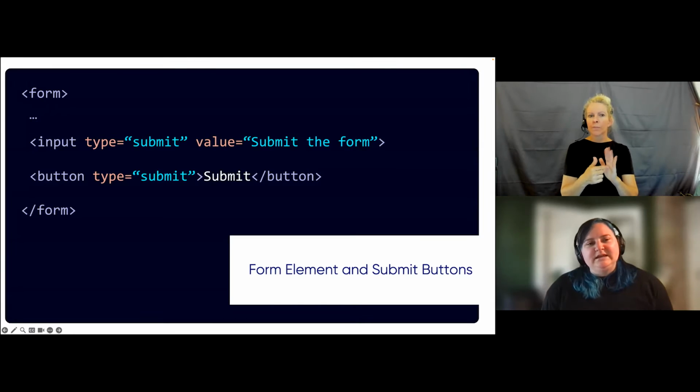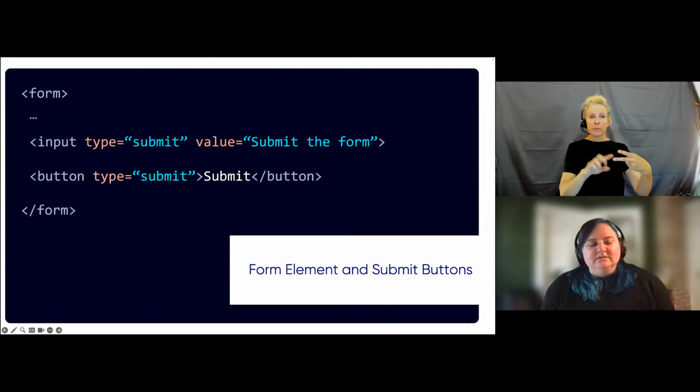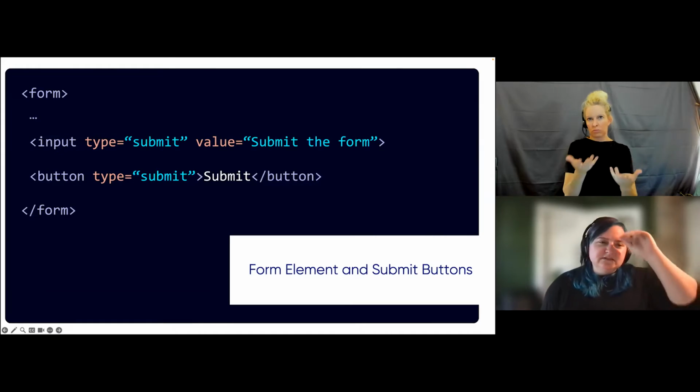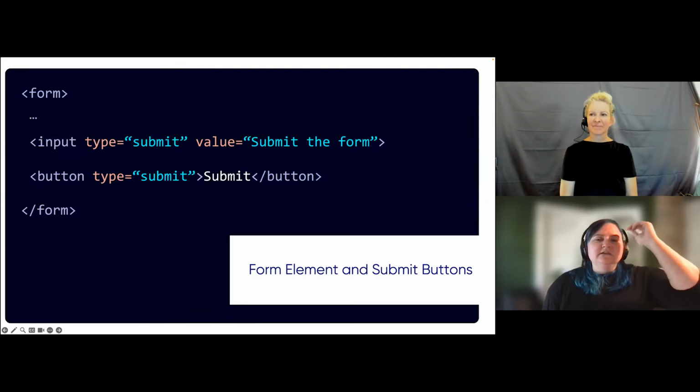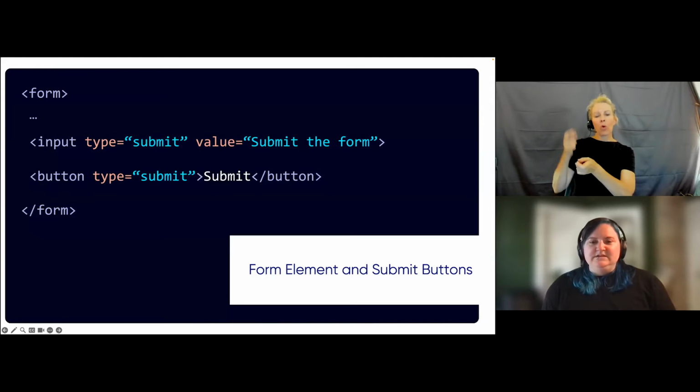We have an input type submit with a value that would say submit the form in that button element, or that input type submit that would show up in the browser. And we also have a button type submit with the HTML text of submit inside of that. Both work. You only need one. I just wanted to show there's two separate ways to implement this correctly. But again, giving users control over when their data is submitted through your site is extraordinarily important.